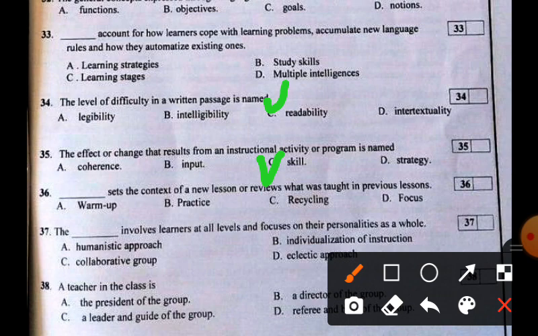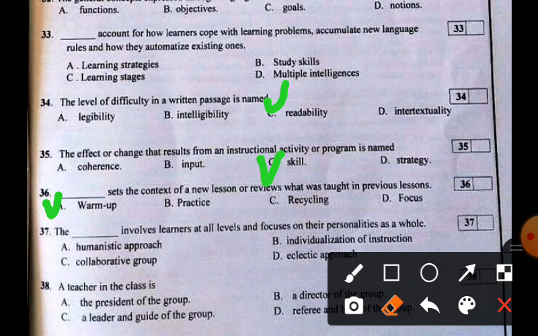36 question. State the context of a new lesson or review what was taught in previous lessons: A, warm up; B, practice; C, recycling; D, focus. Warm up is the right answer here. What is a warm-up activity? A warm-up activity is something the teacher uses at the beginning of a lesson just to put students in the context of the new lesson, also to refresh their memory about the past lesson. So it is a warm-up activity.